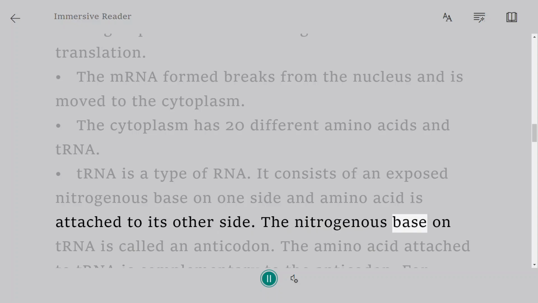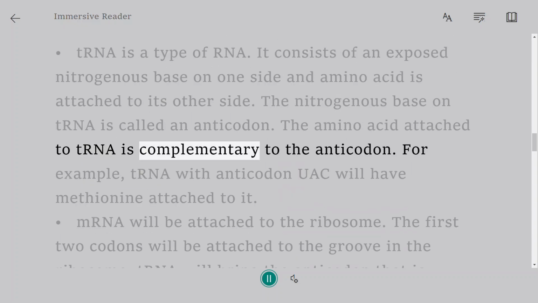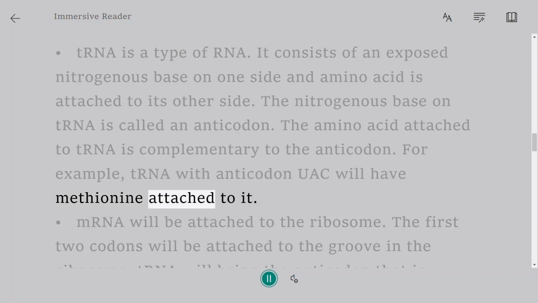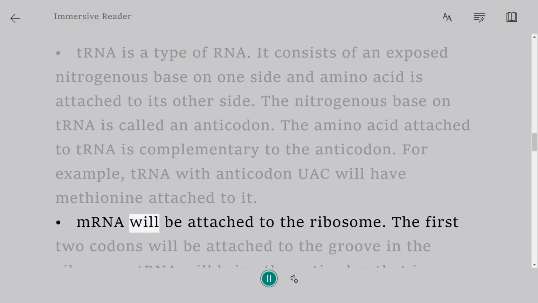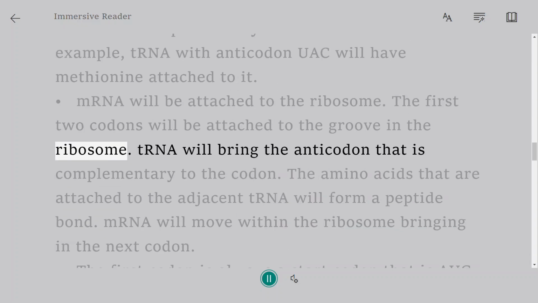The nitrogenous base on tRNA is called an anticodon. The amino acid attached to tRNA is specific to the anticodon. For example, tRNA with anticodon UAC will have methionine attached to it. mRNA will be attached to the ribosome. The first 2 codons will be attached to the groove in the ribosome.